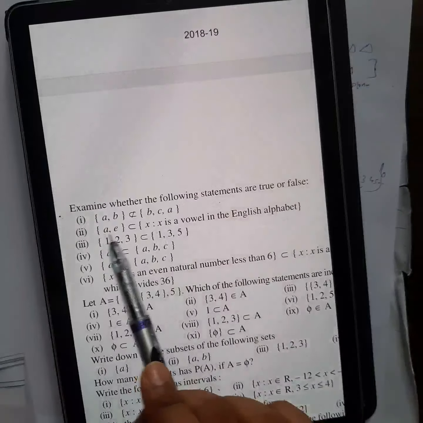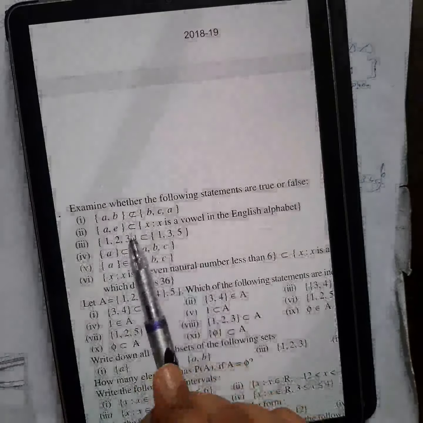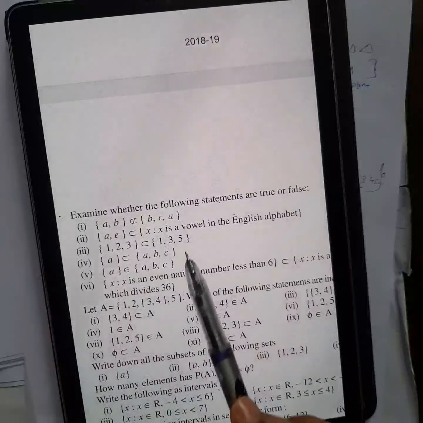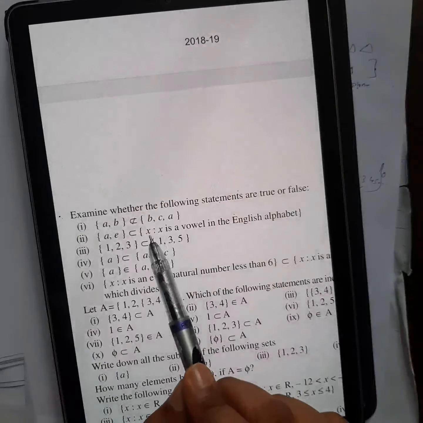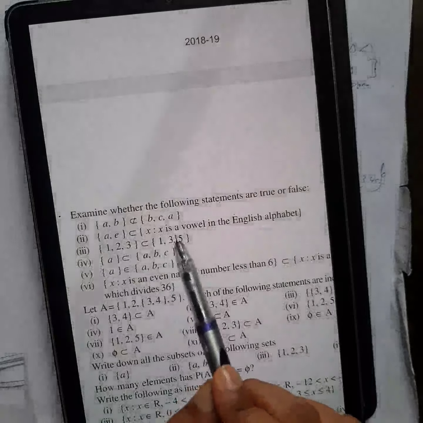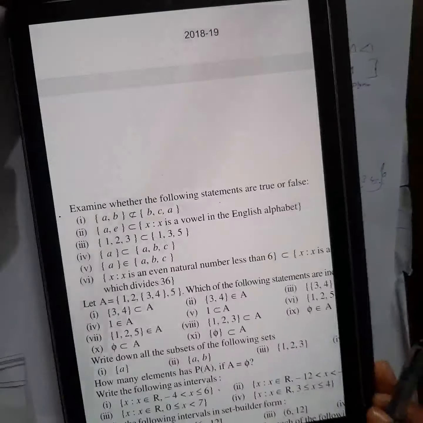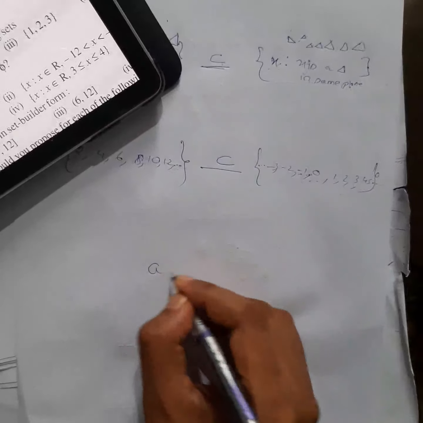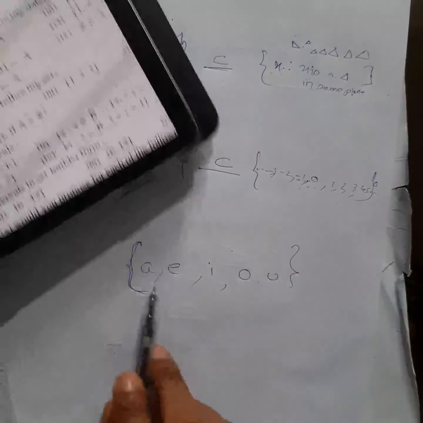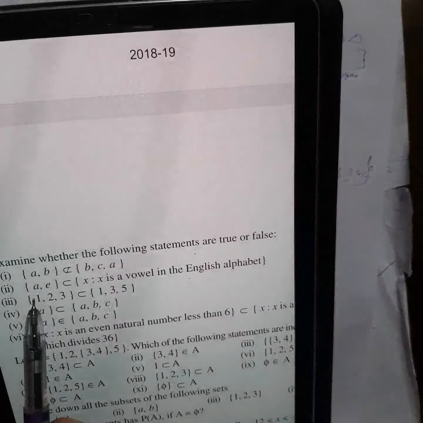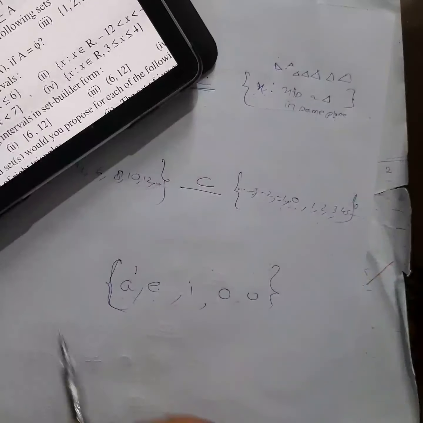Number 2, in this set what you have is element AE. Now you just have to check whether AE is there or not in this set, and they have said it is a subset. So let's see whether it is a subset exactly or not. So in your second set, what is the element here? X. Now what is X? X is a vowel in your English alphabet, right? So what are vowels? A, E, I, O, U. So your second set is this one, right? Now I just have to check from the first set what is the element? AE. Now AE is there or not? Yes, it is there. So this will obviously be a subset of this one.